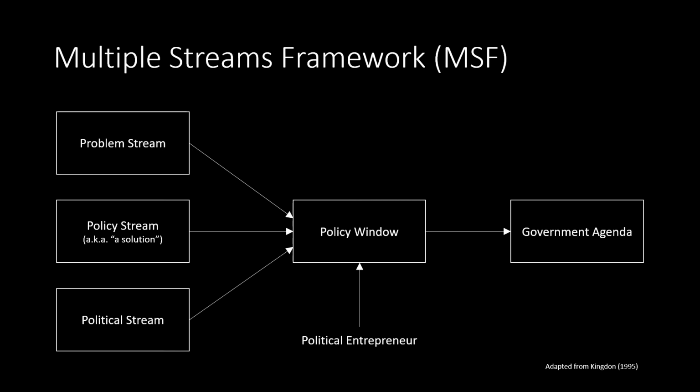pieces that are critical to understanding this model, and here's a graphical representation to help. Those three factors, they sort of feed in from the left, and if they all come together in just the right way and at the same time, then you have a policy window. And a policy window is an opportunity in which a solution can be enacted to attempt to solve a problem.